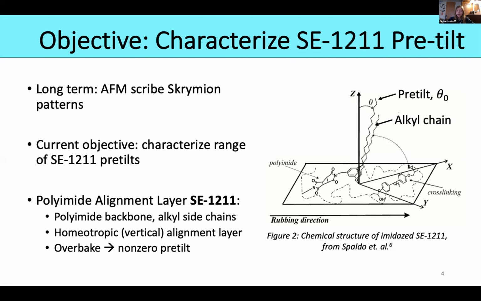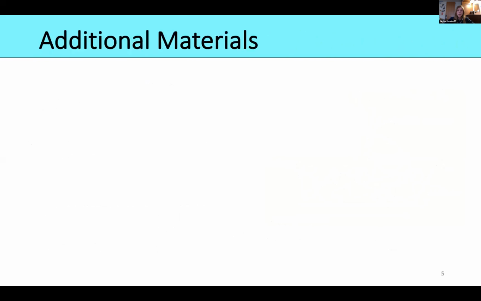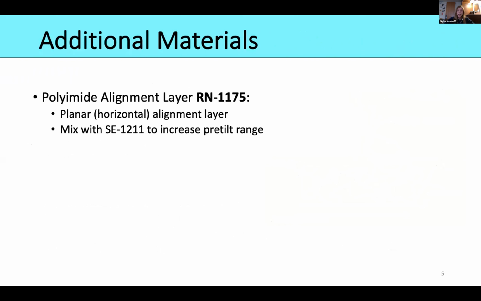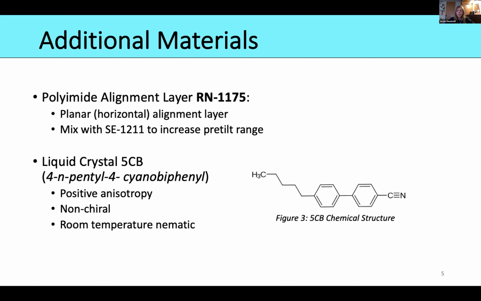and then make liquid crystal skyrmions. So in terms of other materials, we also are looking at mixing RN1175, which is a planar polyamide alignment layer, with the SE1211. And what adding a planar alignment layer does is it'll help increase the range of pre-tilt control we have with our SE1211. And then in terms of the liquid crystal that we're using, it's called 5CB. And just as a few properties of 5CB, it has a positive anisotropy, it's non-chiral, and it forms a room temperature nematic.